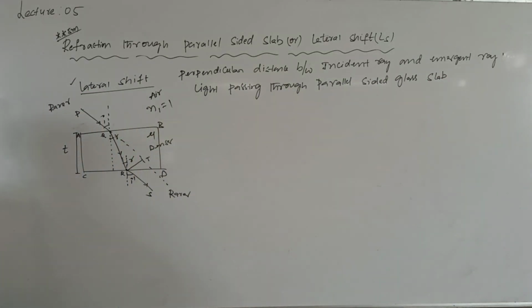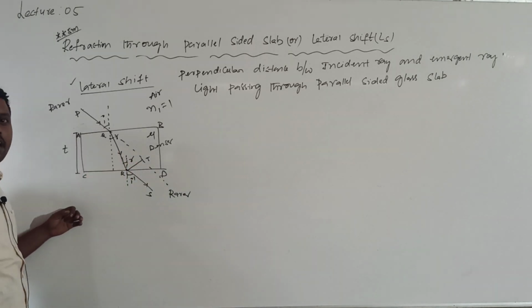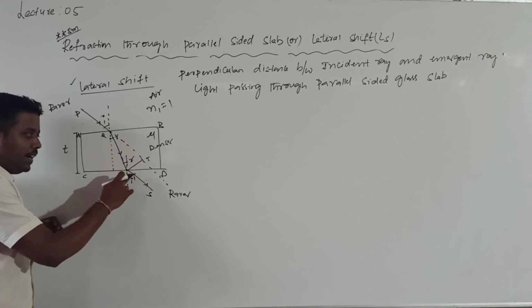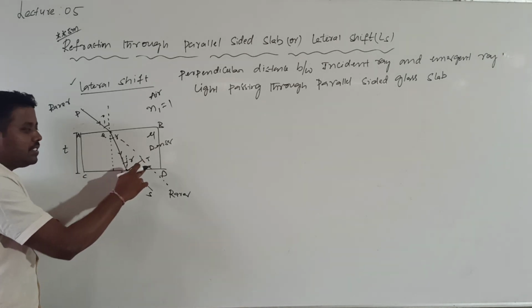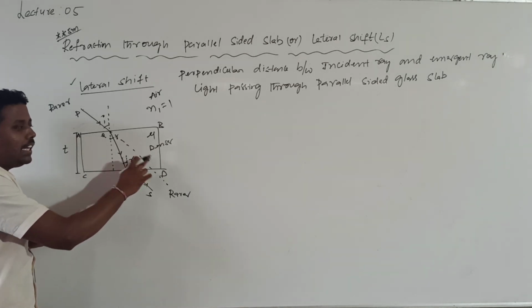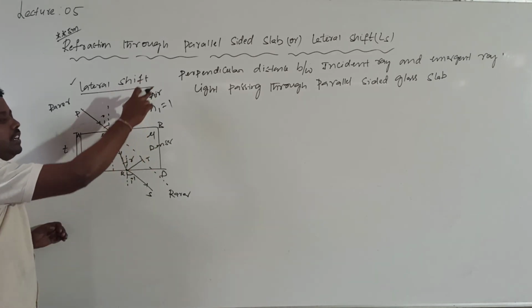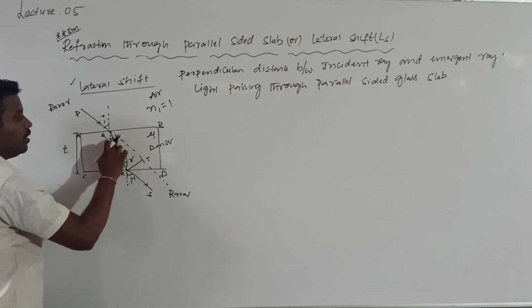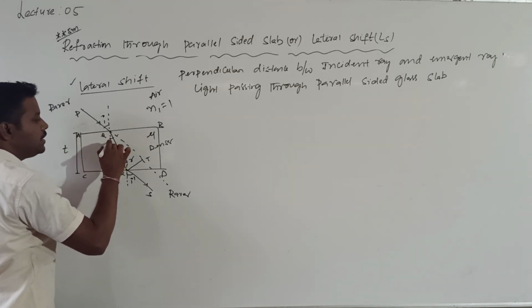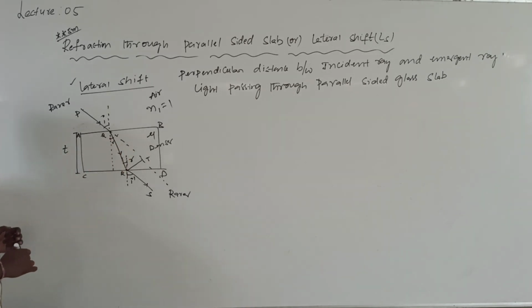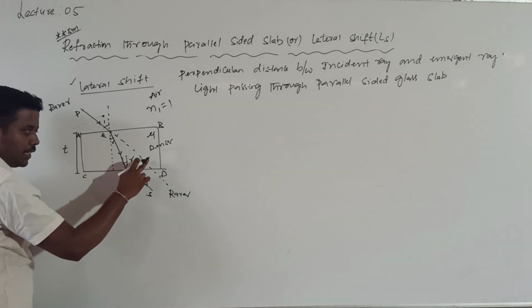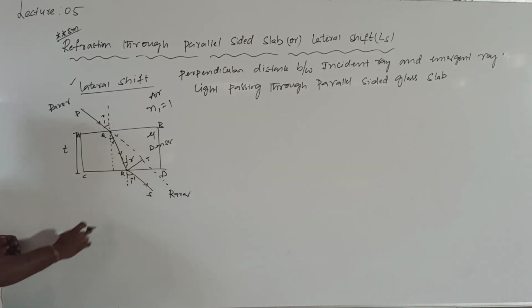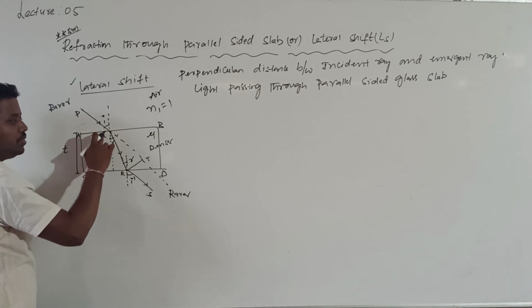Are you getting it? When light passes through a parallel sided glass slab, with what distance was the light ray bent? That RT was there, right? That perpendicular distance between the incident ray and the emergent ray is called lateral shift. Now we want to derive the expression for RT. We want to calculate RT. So to calculate RT, you see this one.